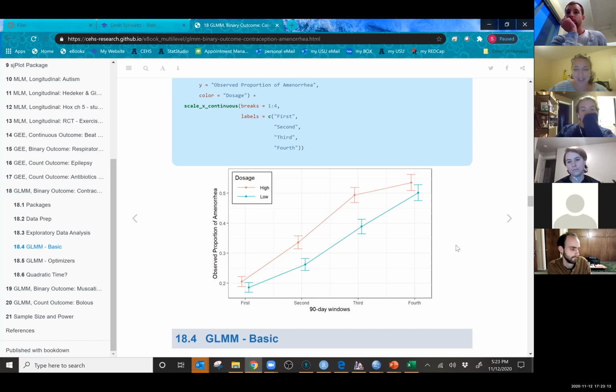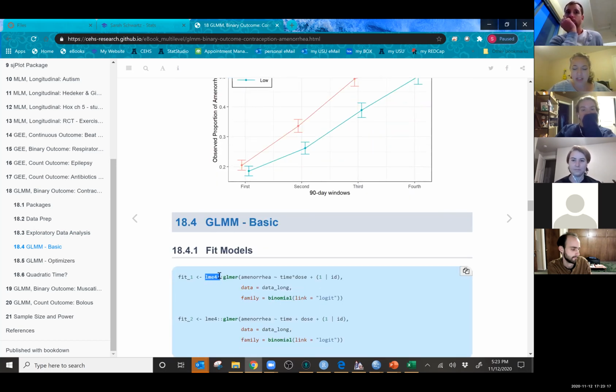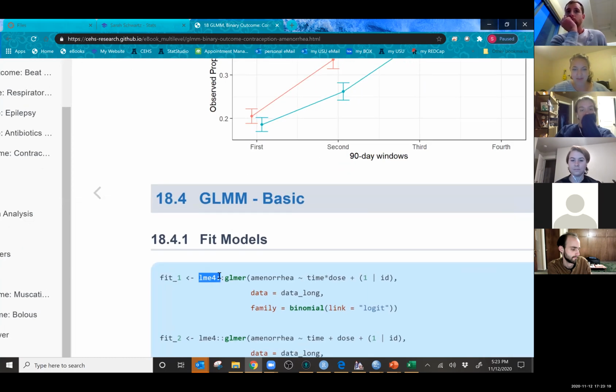Okay, so here we're going to fit our first model. We're going to use the lme4 package, glmer. Our outcome is that 0/1, no/yes, amenorrhea variable. And we want to know over time, is there a difference by group? Does dose moderate the chance over time?